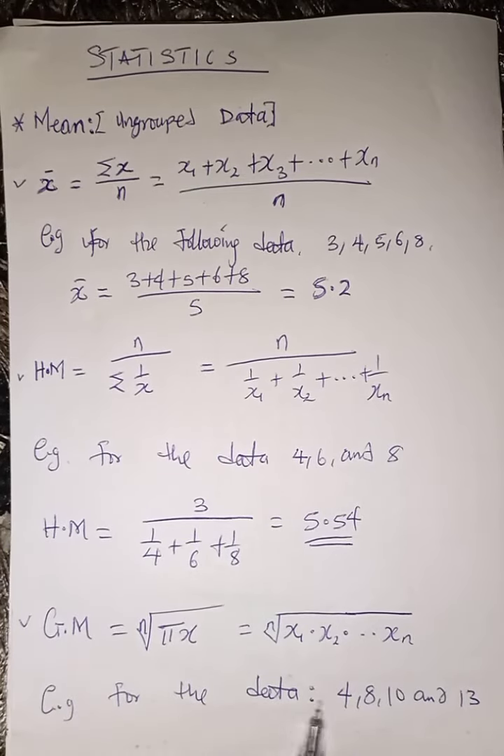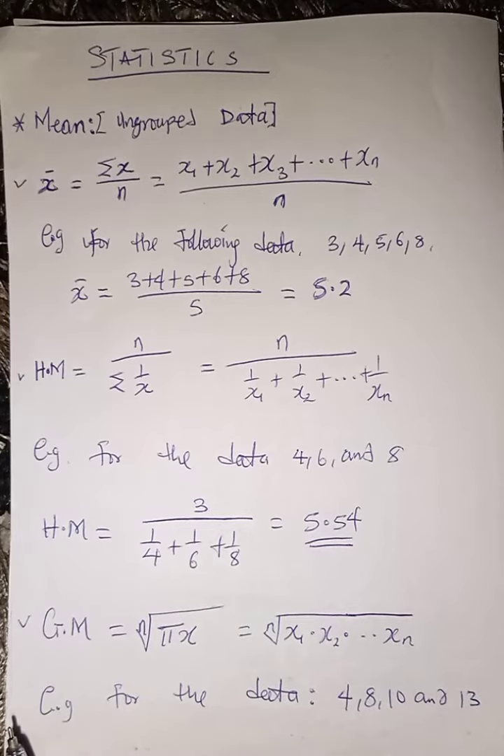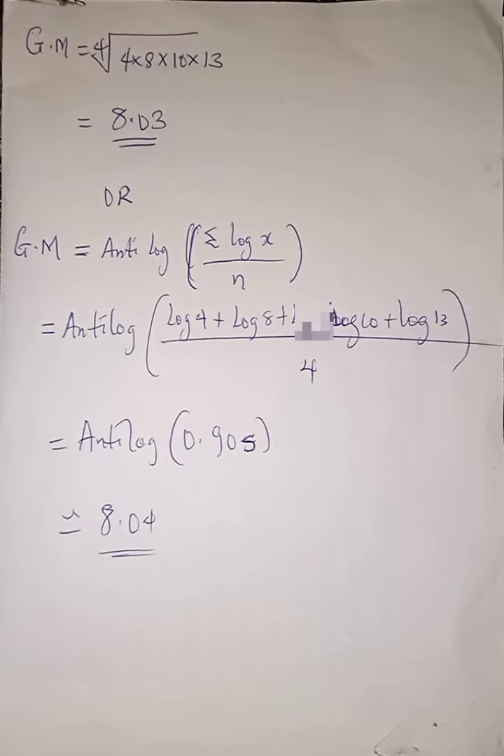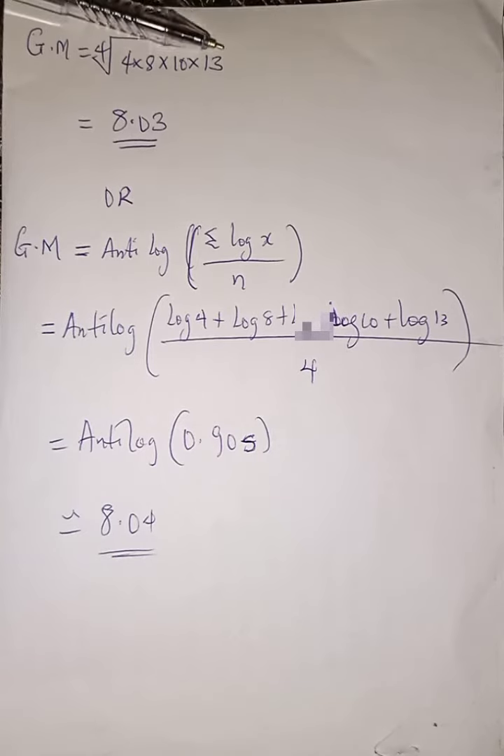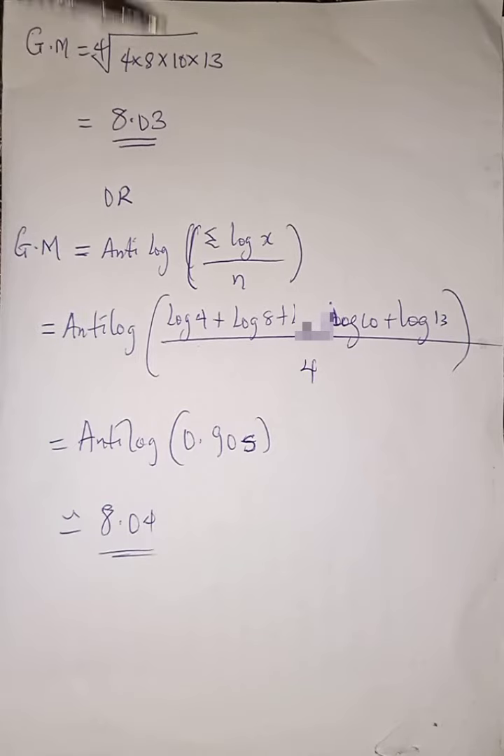E.g., for the following data 4, 8, 10, and 13, what will be the geometric mean? Let's look at that now. The total number of data we have is 4, 8, 10, and 13, which is 1, 2, 3, 4. We have 4 numbers. So you put the n there, which is 4. Then you take the root of the product, you multiply all the data together. It's 4 times 8 times 10 times 13. So if you run this on the calculator, you're going to have 8.03.